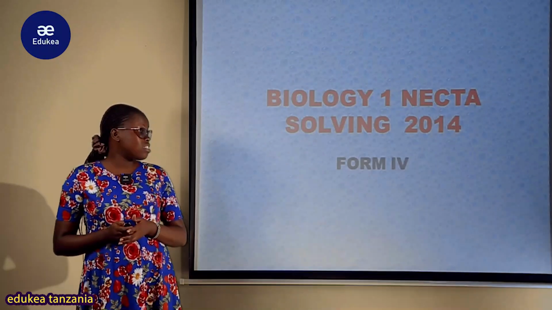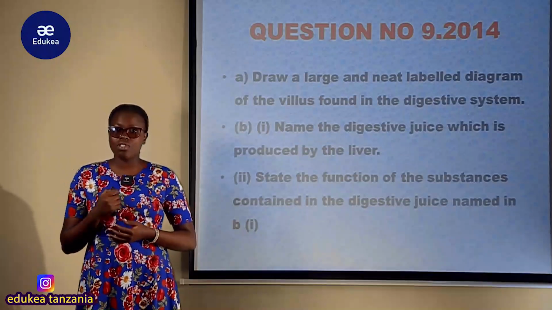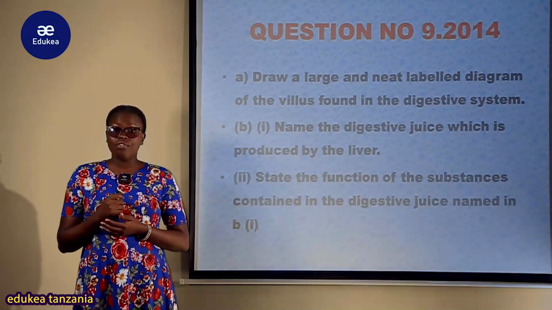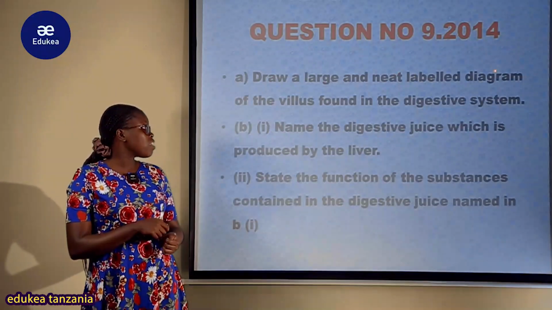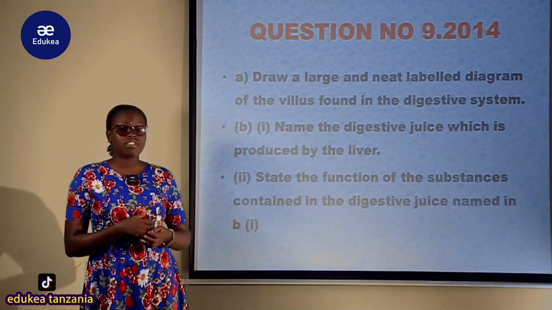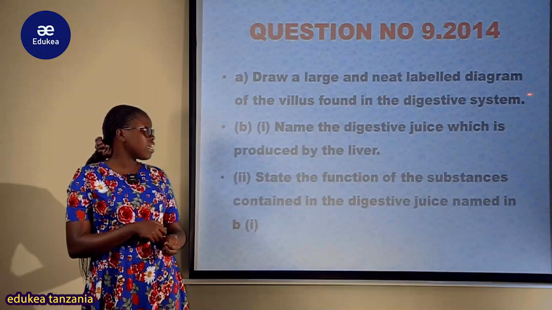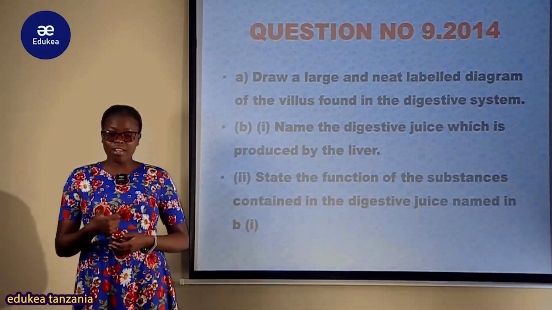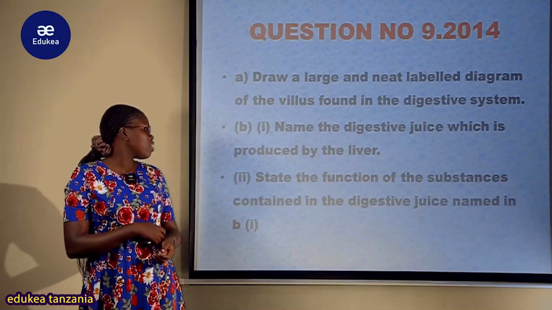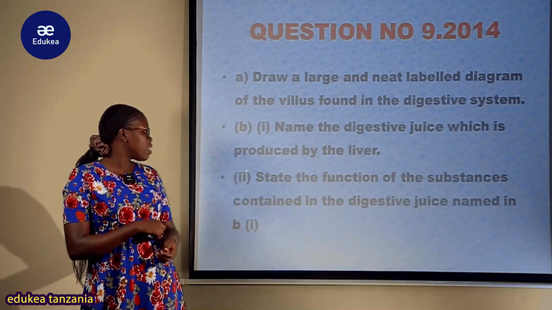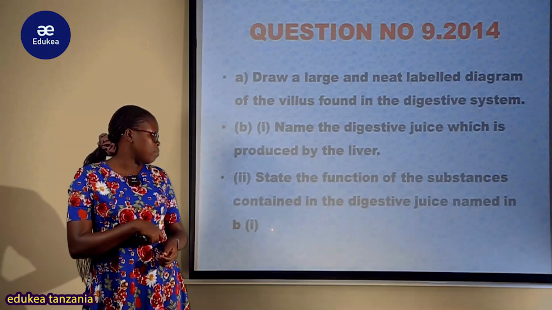Today's question is question number 9 for the year 2014. The question states: draw a large and neat labeled diagram of the villus found in the digestive system. Question number 9, Roman B: name the digestive juice which is produced by the liver. And Roman B, Roman 2: state the function of the substance contained in the digestive juice, namely in B1 above.